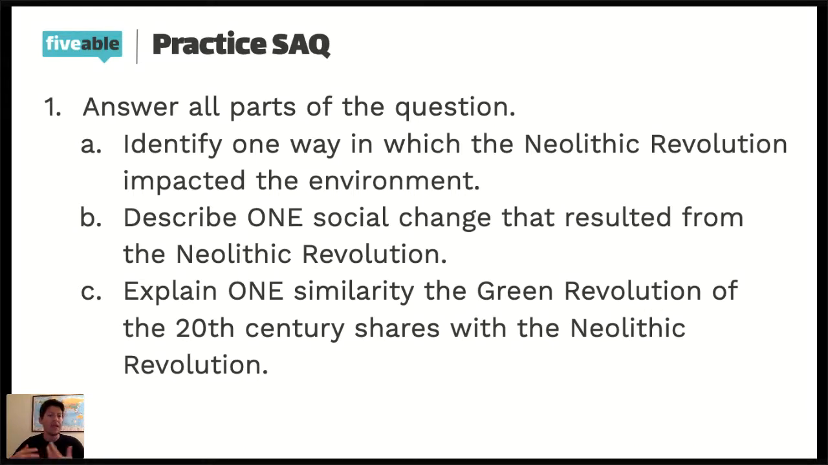So you could say that the Neolithic Revolution, or the dawn of agriculture, led to greater deforestation as people burned swaths of forest to plant crops. Or you could say it led to greater erosion of the soil as people used up soil, or anything along those lines. Or it decreased diversity of crops due to people selecting crops that they thought were best. So that's all you would have to do for A. And you don't have to go into the explain because all it says is identify.